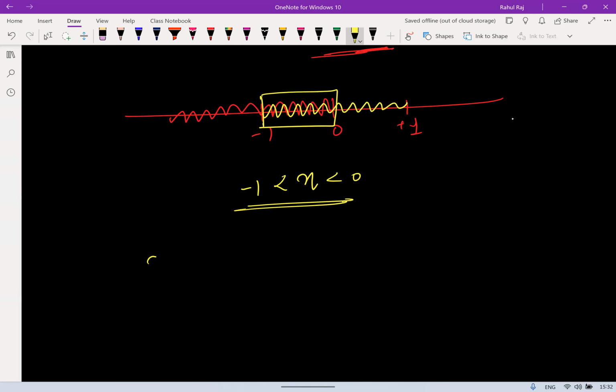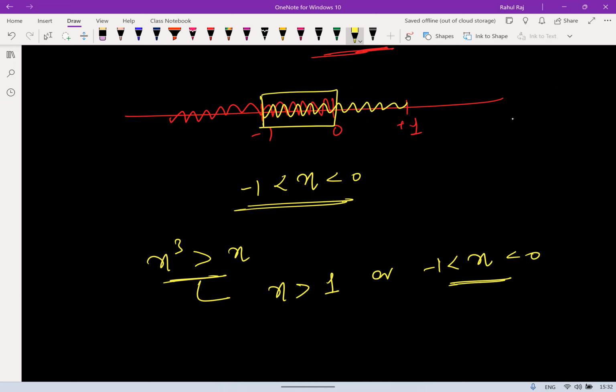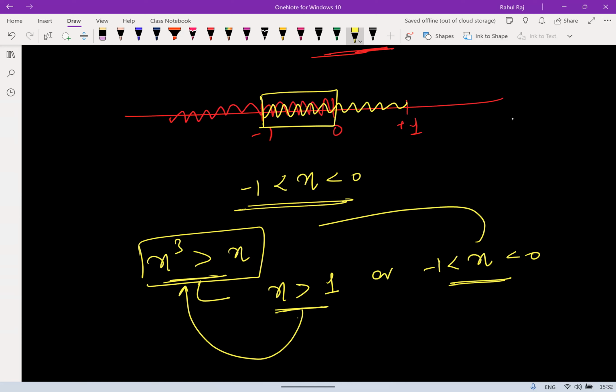What does this technically mean? It's simple. If x cube is greater than x, it means that x will be greater than 1 or x will lie between negative 1 and 0. Simple, straightforward logic. There should be no confusion at all. It simply means that this particular inequality will only suffice for the values when x is greater than 1, or when x is between negative 1 and 0.